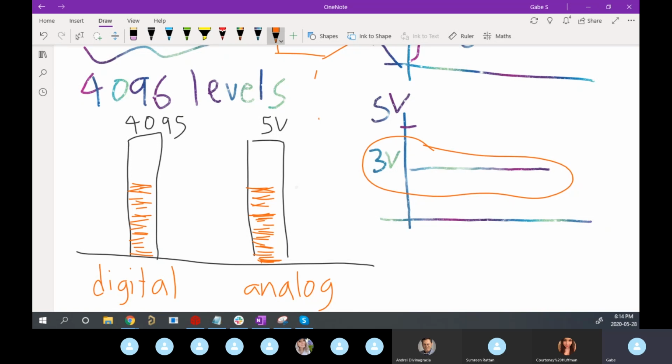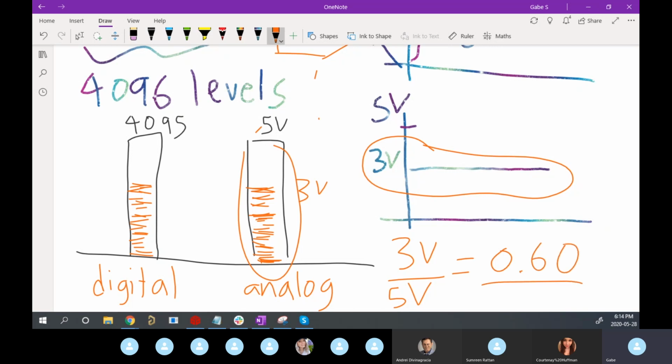So this would correspond to 3 volts, for example, out of 5 volts. And that would be some percentage of the whole range, right? So 3 volts over 5 volts. What would that be in percentage? Maybe 60%. Right? It's going to do the exact same thing with the digital side. It'll fill it up all the way to 60%.